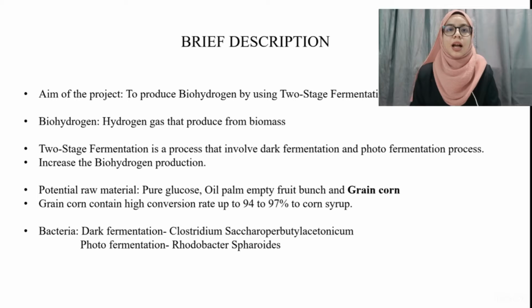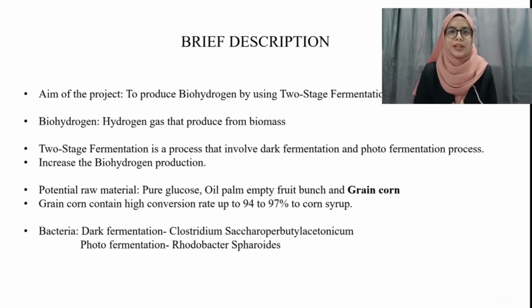The potential biomass that can be used as raw material are pure glucose, oil palm empty fruit bunch, and grain corn. In our project, we choose grain corn as our raw material. Grain corn is not only inexpensive and easily found, but it also has a high conversion rate, between 94 to 97%, to corn syrup. We use two types of bacteria, which are Clostridium Saccharobacter acetonicum in dark fermentation and Rhodobacter spiroides during photofermentation.